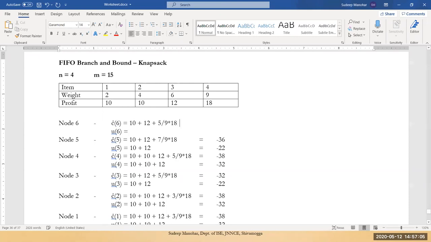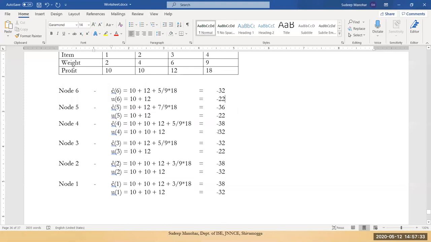Corresponding profit is 18. What do you get for this? Minus 32 you get, and without fraction means you can consider only item 2 and 3 because 4 plus 6 is 10. You cannot include the third item. It is 10 plus 12. 10 plus 12 is 22. Minus 22. Minus 32 and minus 22.